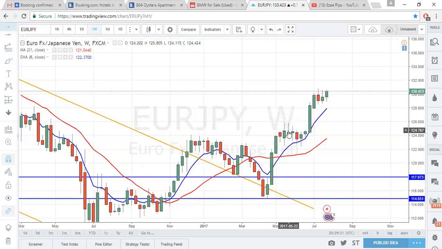An engulfing going long, candle went long. Harami going long, candle went long. Here, a big red, small green, harami going long. This candle went up.